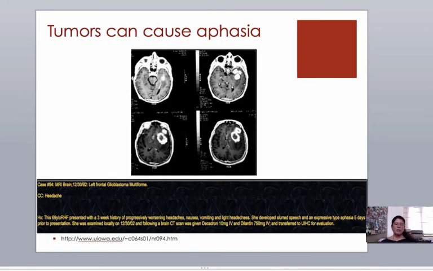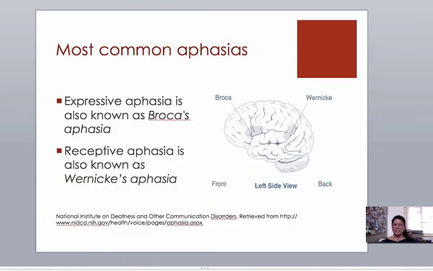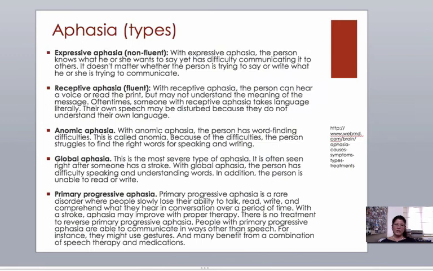Tumors can also cause aphasia. It's not just strokes that are the cause of aphasias. And the most common are Broca's aphasia, expressive aphasia, and also receptive aphasia and Wernicke's aphasia. These are different types of aphasias that have been identified, the inability to produce language.